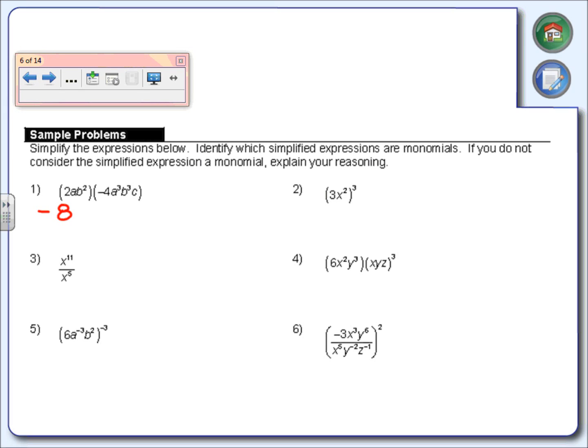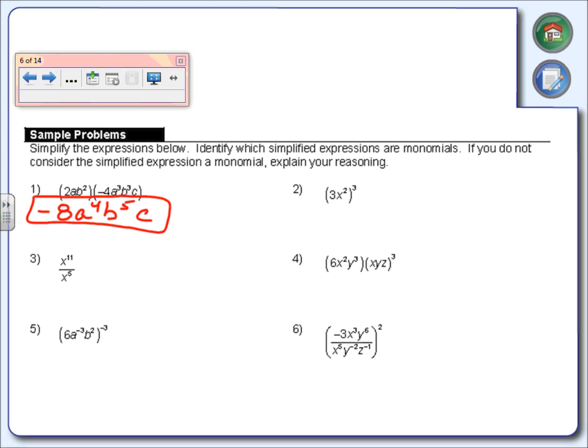Now I'm going to multiply the a's together. So a times a cubed would be a to the fourth. B squared times b to the third, or b cubed, would be b to the fifth. Now notice only one of these monomials has a c, the other does not. So all we're going to do is keep that c. So after we simplify, we end up with negative 8 a to the fourth b to the fifth c.